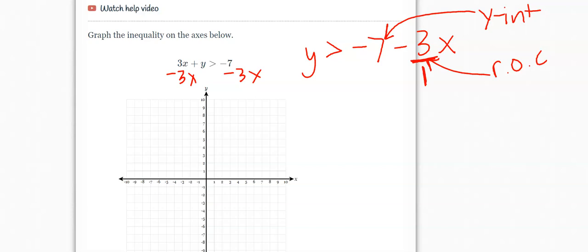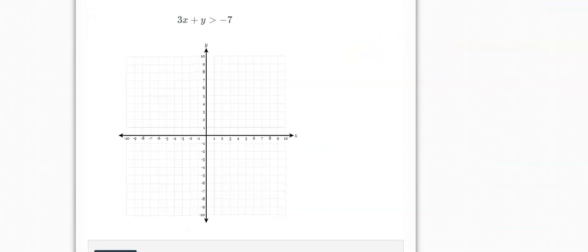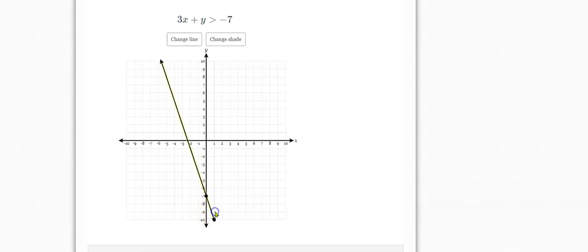So -7 is my first point, and then down 3, 1, 2, 3, you can't see off the screen here, and over 1. So I'm going to scroll my screen a bit, and I'm going to plot those points again with you. So -7, and then -1, -2, -3, but +1 in the denominator. So when I isolated my sentence here, remember I had y is greater than -7 minus 3x. I put that 3 over +1. And that's how I got this line here.